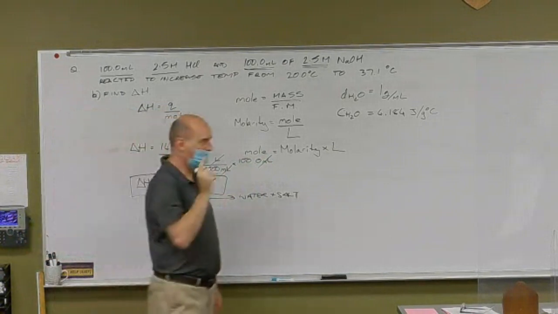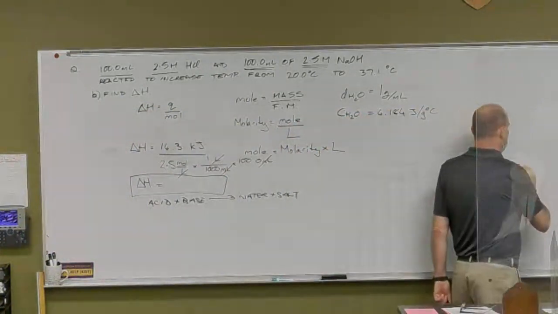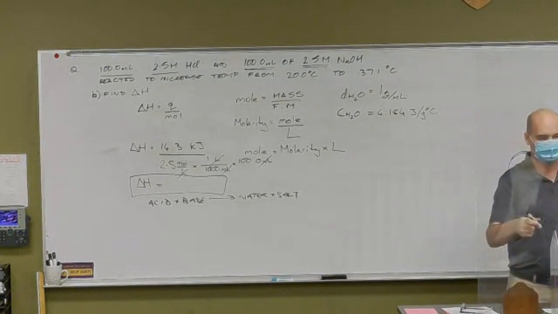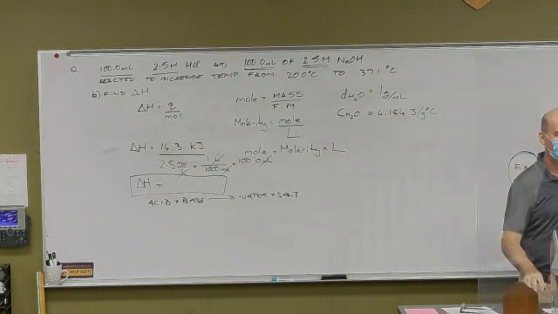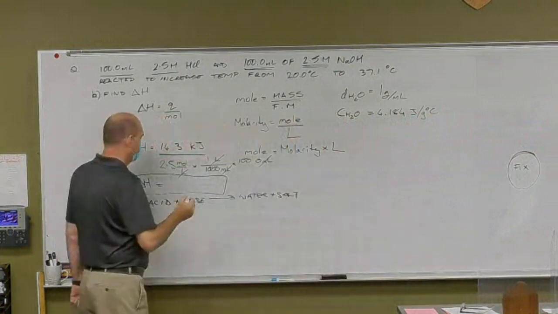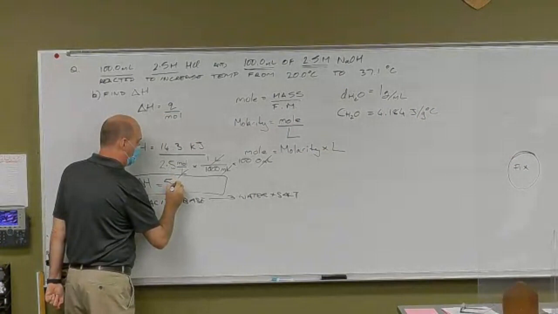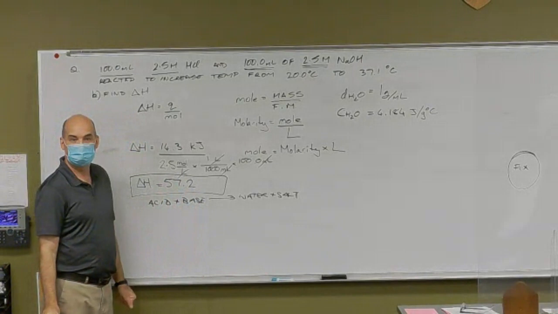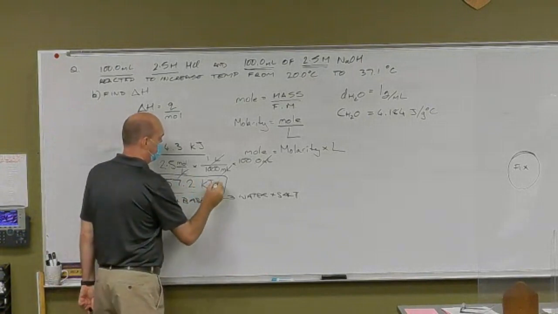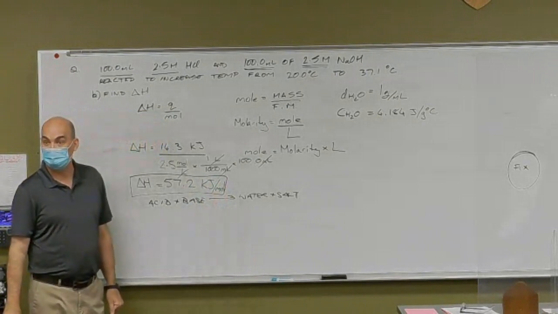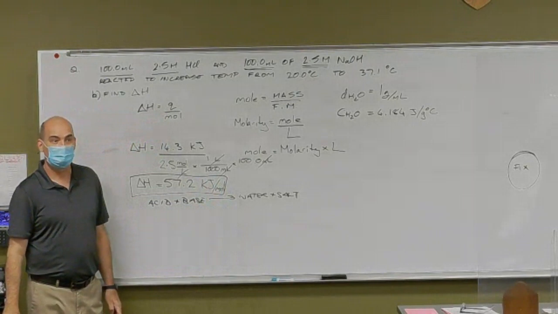Oh, I've got to go back and fix part A as well. Can't come onto the board until we've fixed it. You'll see it at the end. So what's your answer? Okay. 57.2 what? Kilojoules per mole. Anybody else agree? Yes. Okay.